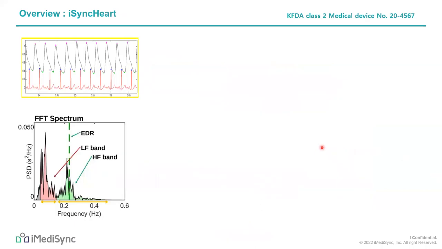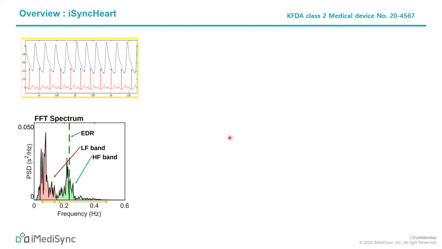I'd like to briefly introduce iSyncHeart, which is another medical device for evaluating the autonomic nervous system. Combining iSyncBrain and iSyncHeart analytics with 19-channel EEG data and PPG data coming from the iSyncWave headset, we can profile the patient's heart and brain, autonomic nervous system and central nervous system, at the same time.